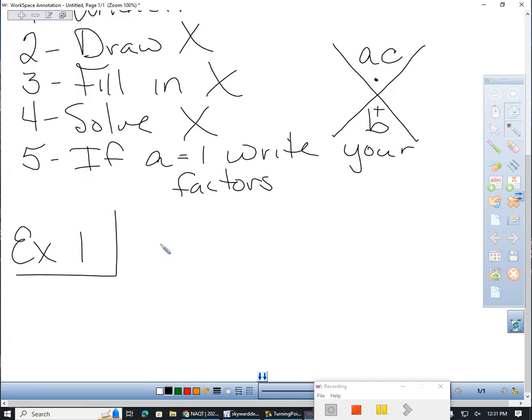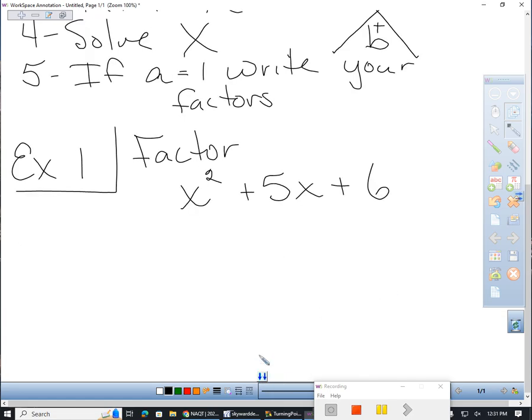All right, so let's start off with an easy one. I'm going to ask you to factor x squared plus 5x plus 6. So step 1, you take out the greatest common factor. Is there anything in common in the whole thing? Well, there's not an x in the last one. Okay, so we don't have a greatest common factor to take out.